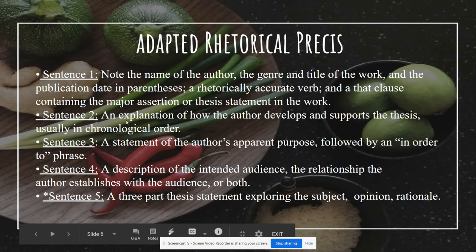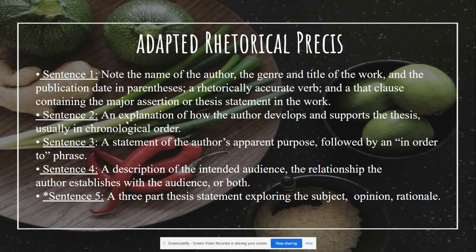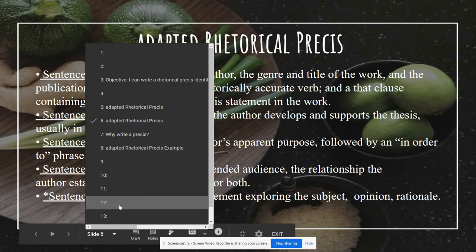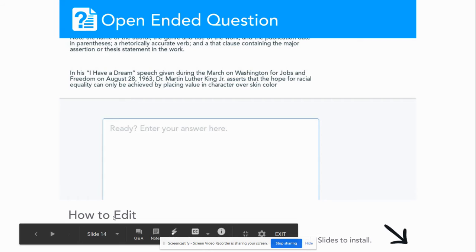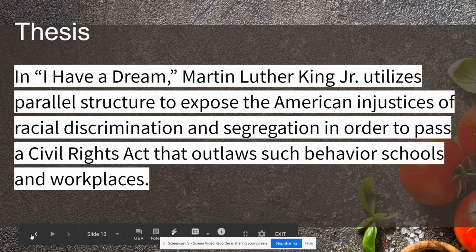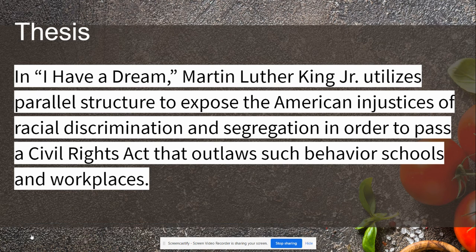And then finally, we're going to have a fifth sentence that is a three-part thesis statement exploring the subject, the opinion, and a rationale. So what that would look like for us would be, in I Have a Dream, Martin Luther King Jr. utilizes parallel structure to expose the American injustices of racial discrimination and segregation in order to pass a civil rights act that outlaws such behavior in schools and workplaces.